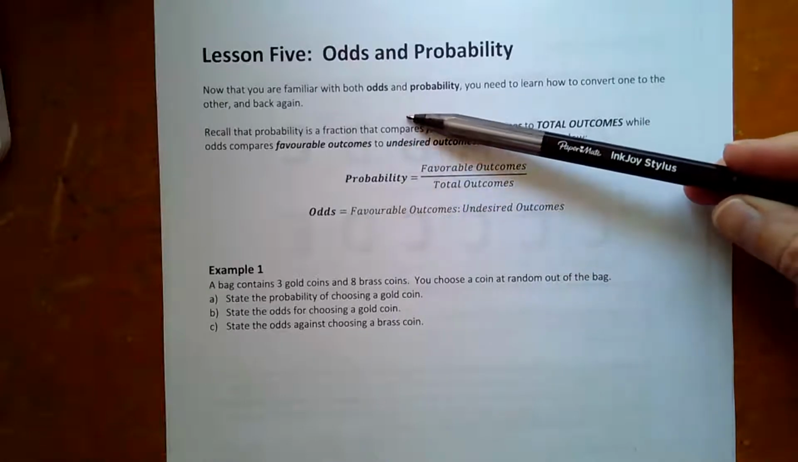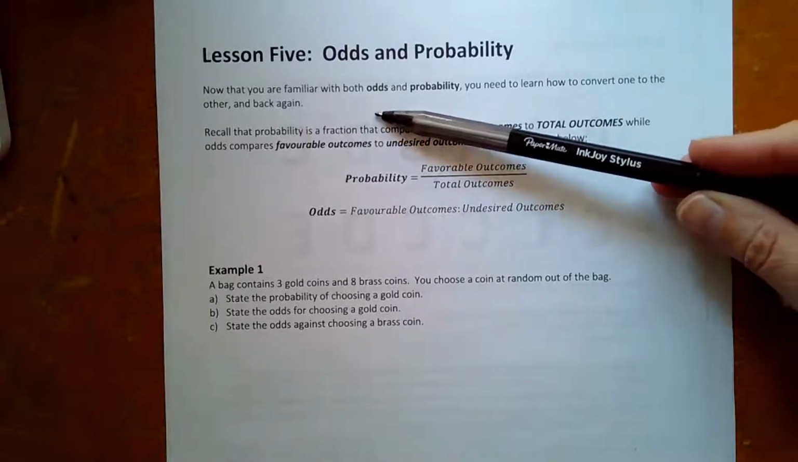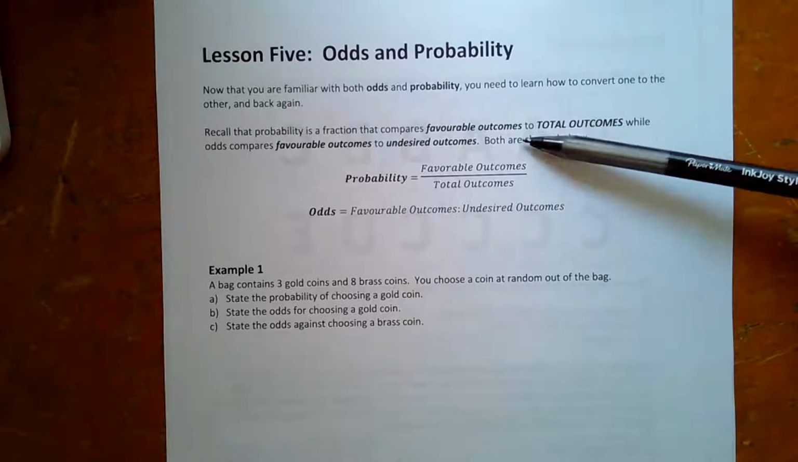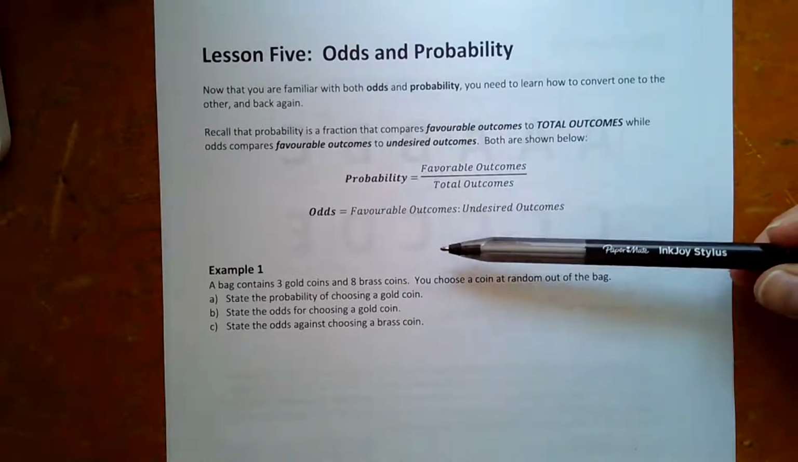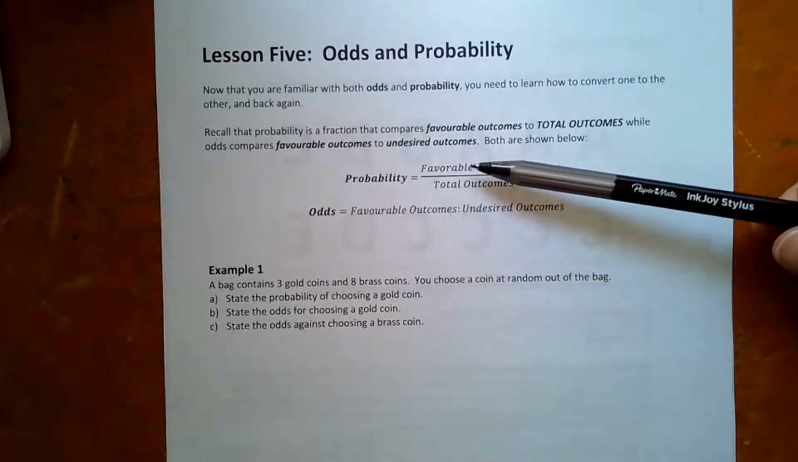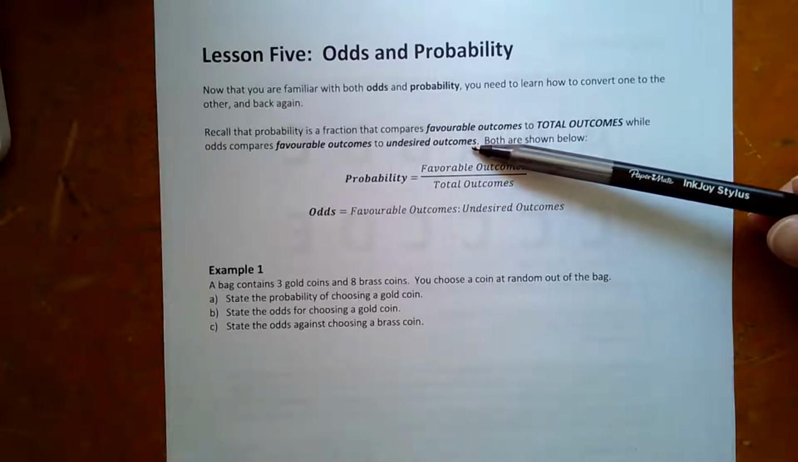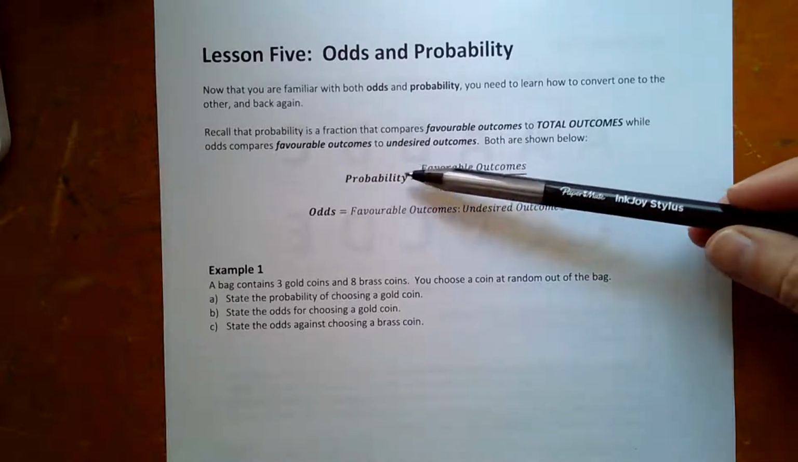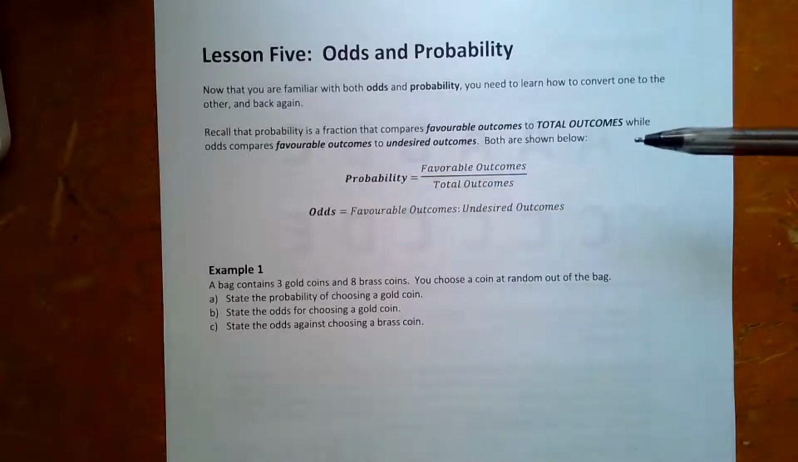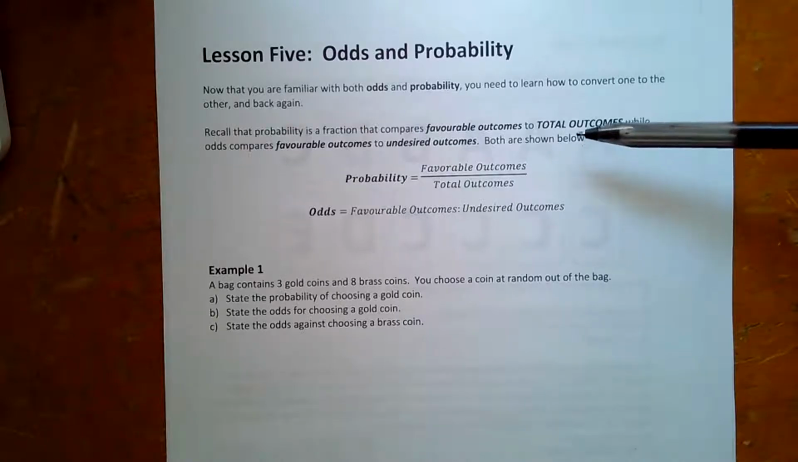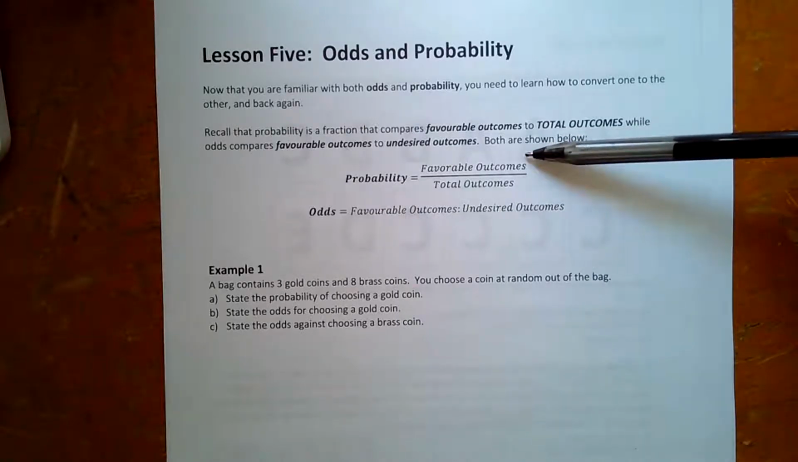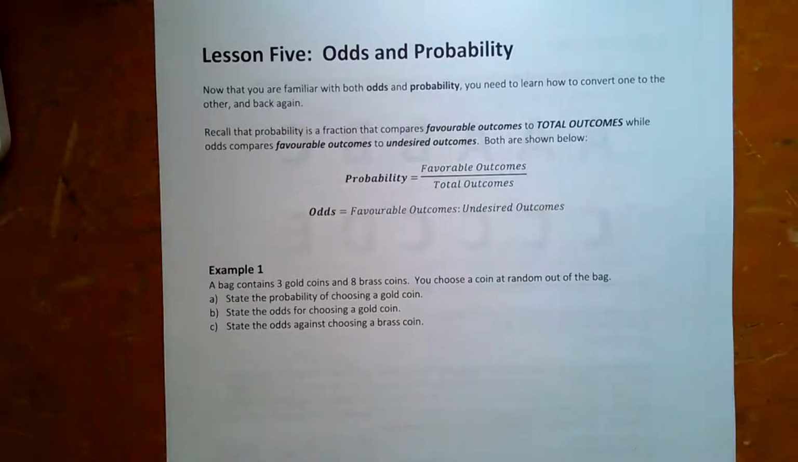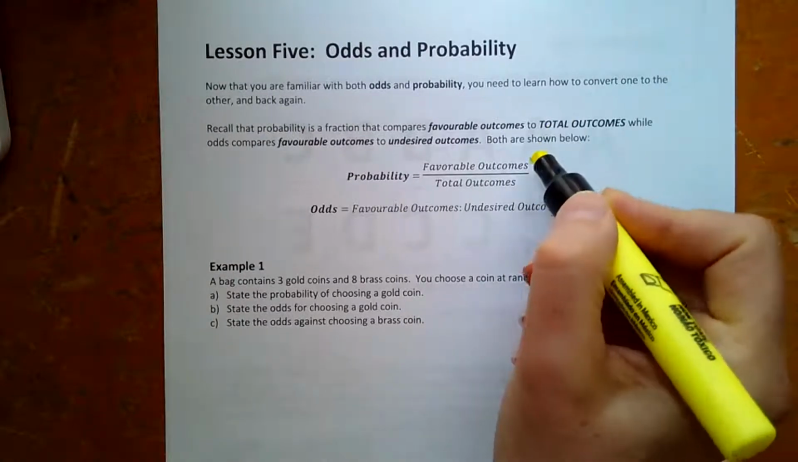So now that you're familiar with both odds and probability, you need to learn how to convert one to the other and back again. Recall that probability is a fraction that compares favorable outcomes to total outcomes, while odds compares favorable to unfavorable, right? Both are shown below. So probability equals favorable outcomes, or whatever you're looking for, divided by the total. And odds are just favorable to undesired, or favorable to unfavorable, I suppose.